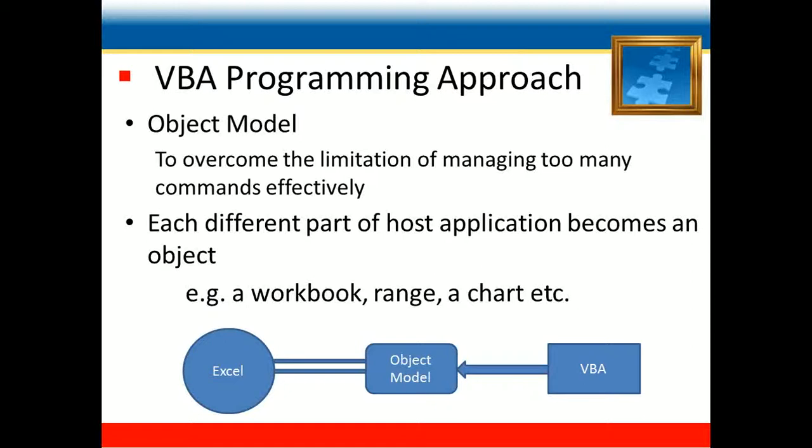In an object model, each different part of the application, for example, a workbook, a range, or a point on a chart, becomes an object, and each object has its own list of functions. The object model organizes all the millions of possible commands around how each command is used. For example, you copy-paste a range of cells, but you don't do the same with points on a chart.